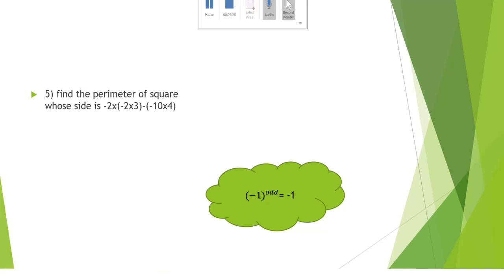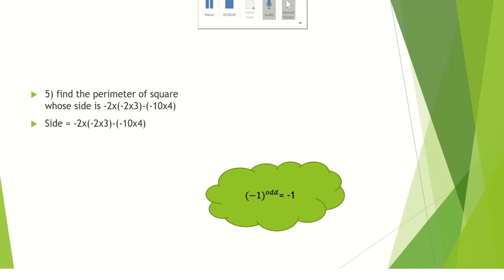The next question: find the perimeter of a square whose side is given as minus 2 into 3 in brackets, minus of minus 10 into 4 in brackets. What is the perimeter? Perimeter of a square is nothing but 4 into side. If you know the side, you can find the perimeter. So let us solve the side first. Side is equal to minus 2 into 3 minus of minus 10 into 4.